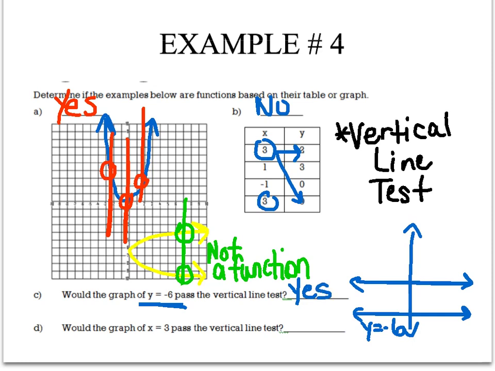And the graph of x equals 3, will that pass? Well, here's maybe where it would be. X equals 3. It's just a sketch. Well, if I draw any vertical line there, it's going to hit every point on that graph. So this is no. It's going to fail the vertical line test for x equals 3.